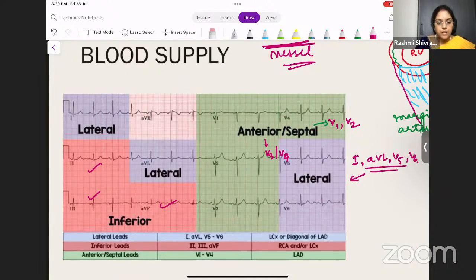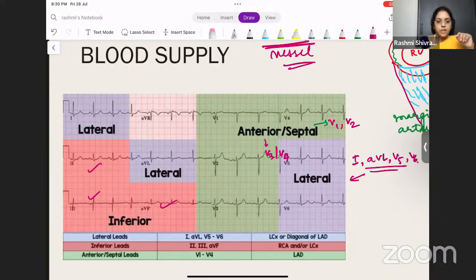So this is very, very important. As you can see, for the lateral leads 1, AVL, V5 to V6, it is either the diagonal branch of the left anterior descending artery or the left circumflex artery. If leads 2, 3, AVF, the inferior leads, are affected, then it is either the RCA or a left circumflex lesion. If it is the anteroseptal leads, V1 to V4, it involves the left anterior descending artery alone. I hope this is clear.